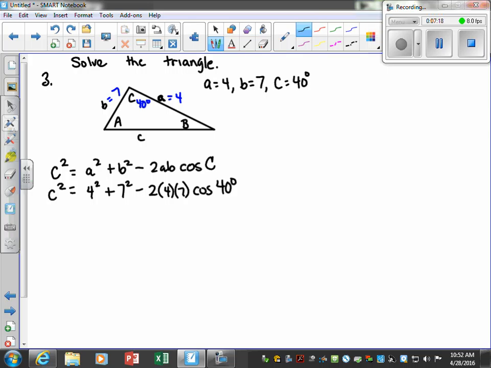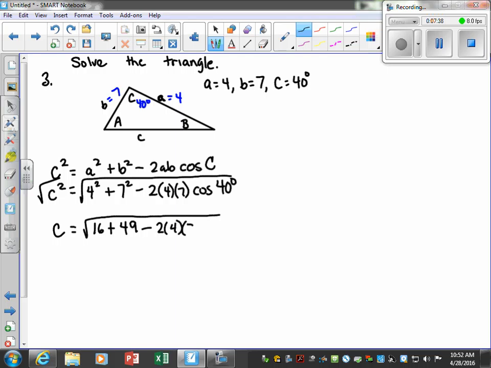How do we find C? We'll take the square root of that, right? So you square root this side and you square root this side as well. So you'll get C is equal to square root of 16 plus 49 minus, I'm just going to leave that represented 2 times 4 times 7 cosine of 40 degrees. Put this in your calculator to find that C is approximately 4.70.